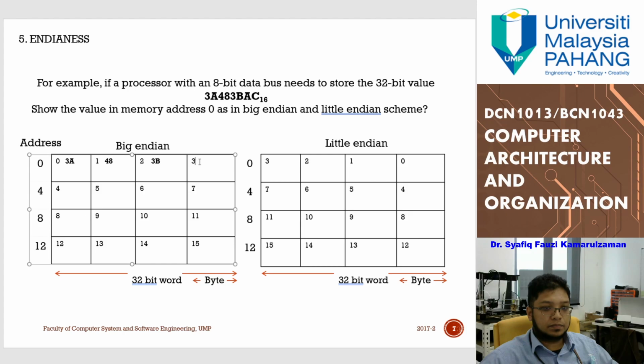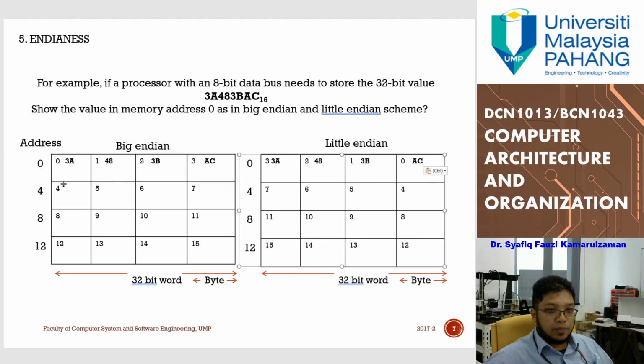For little endian, same thing here: 3a, 48, 3b, ac. So if you look, for big endian they start with address 00, however little endian starts with address 03. Because the word address starts from the left for big endian, and from the right for little endian. For the block address here, it remains the same, however the word address is different, the arrangement is different.